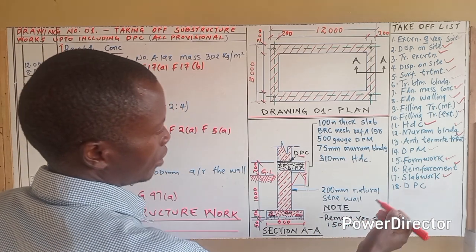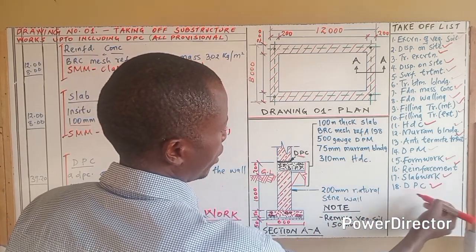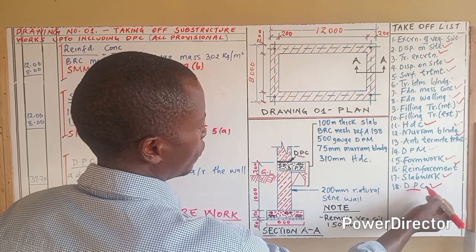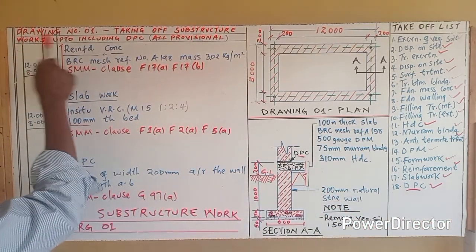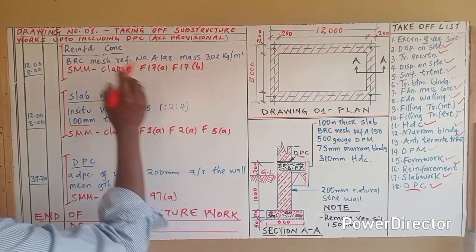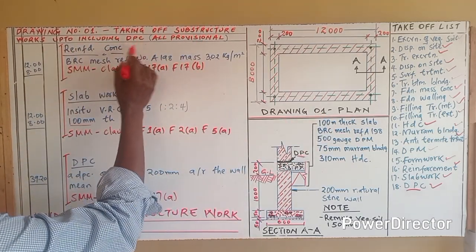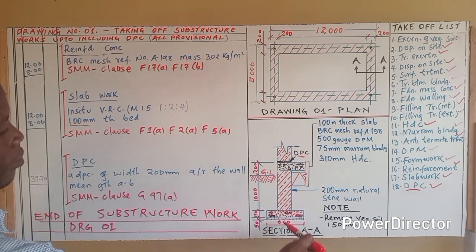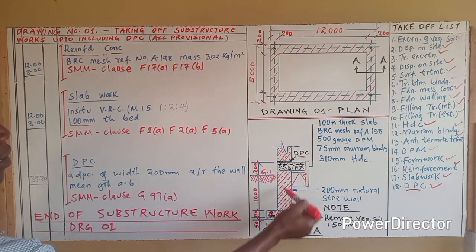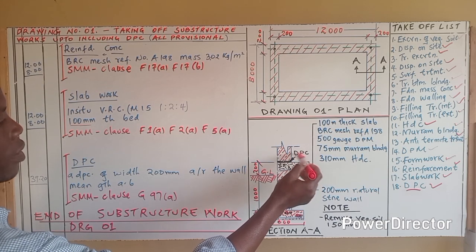And at last, now let us close our taking off by this one. This is the DPC, damp-proof course. Remember, our title was drawing number 1, that is this one. Taking off of substructure works up to including DPC. So we have included it here. Remember, we started from this lower end up to this now. So we are going to close our taking off, including this DPC.